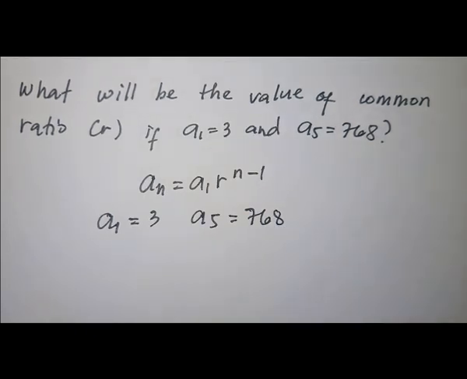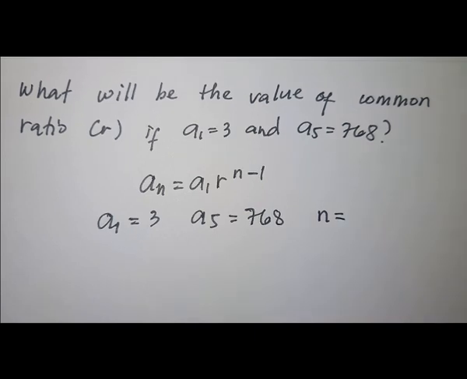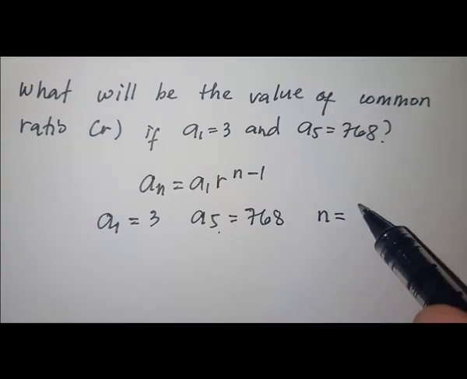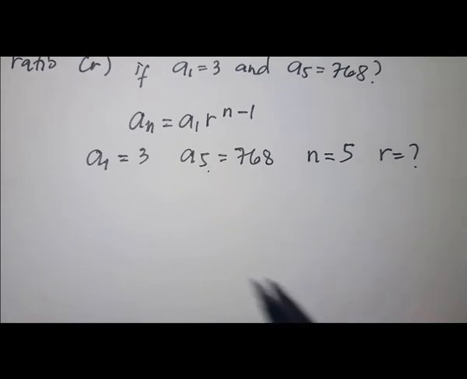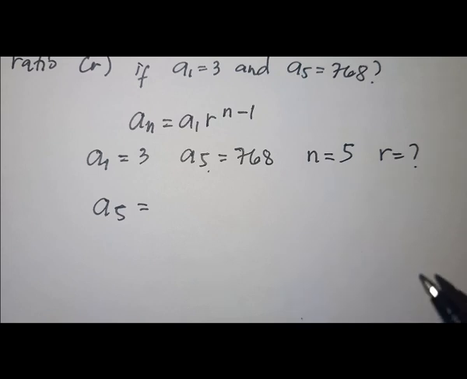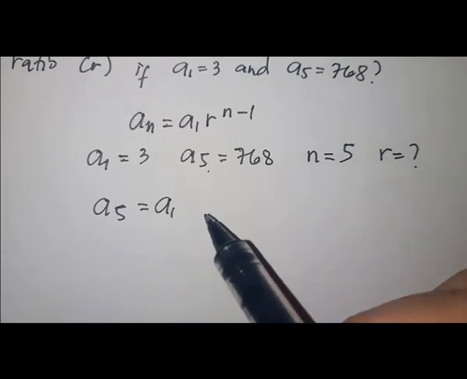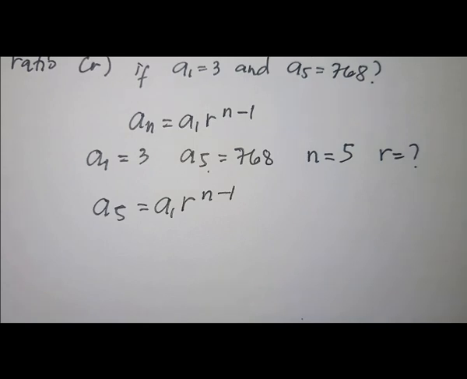So ngayon, dahil meron naman tayong a sub 5, we will consider this as your last term. So, ang magiging value ng n natin ngayon ay 5. So, ang kailangan lang nating hanapin ay yung common ratio. So, rewrite natin yung equation. So, a sub 5 equals a sub 1 times r raised to n minus 1.